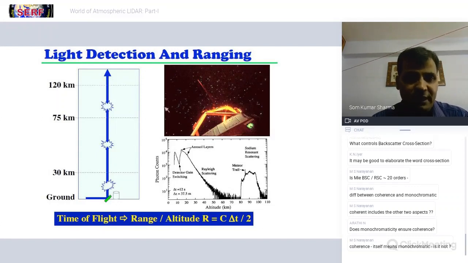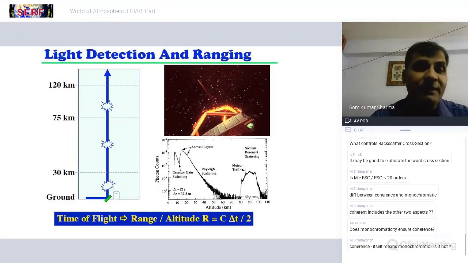This is just a diagram, and different types of scattering are shown here, basically different layers. This peak is due to aerosol, this is due to Rayleigh, this is a meteor trail, and this is by sodium LIDAR or metallic LIDAR, which I will describe. This is due to resonance. This peak comes from resonance of the laser beam with the metal atoms present at that altitude, about 90 kilometers or so. Fine.